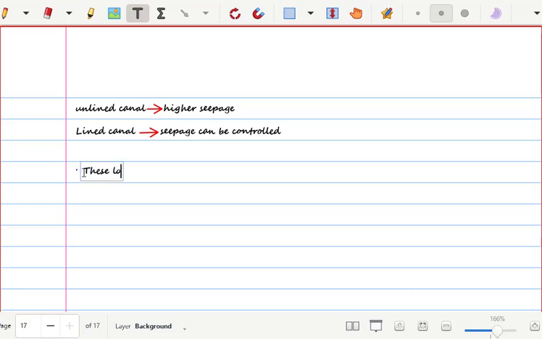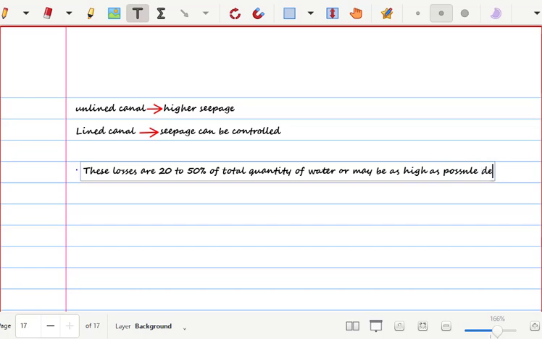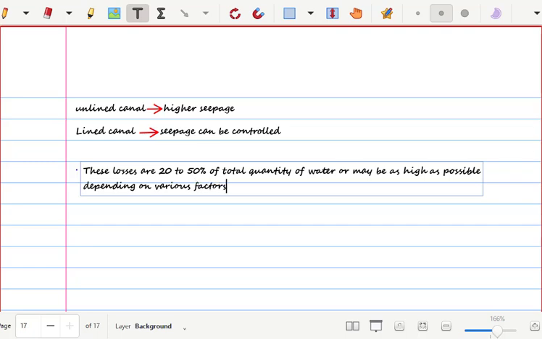These losses are around 20 to 50% of total quantity of water, or maybe sometimes as high as possible, depending on various factors. So the losses can be in between 20 to 50% of the total quantity of water, but it can be higher or it can be less depending on various factors.